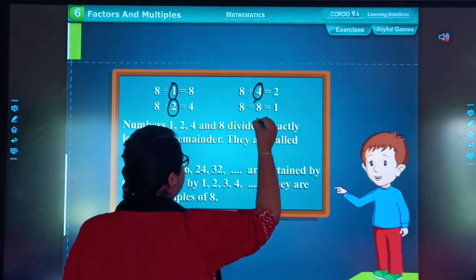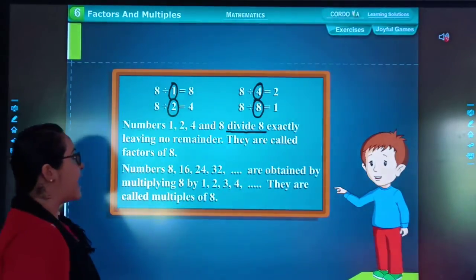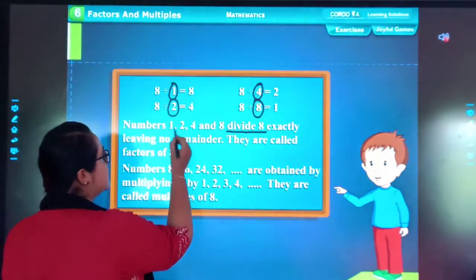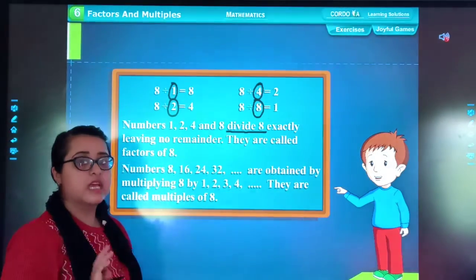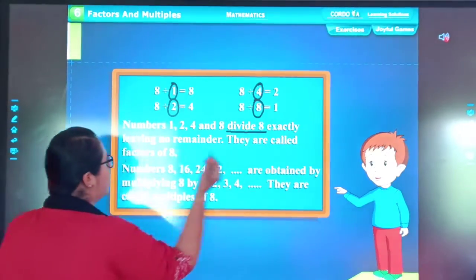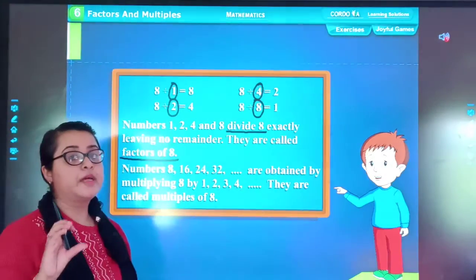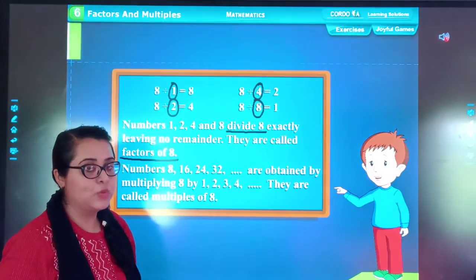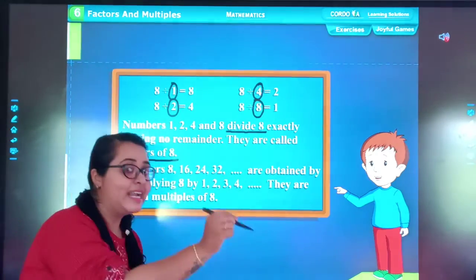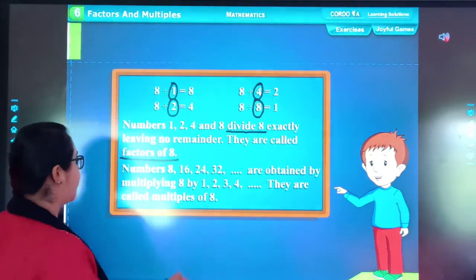4 and 8 divide 8 exactly, leaving no remainder. When I divide this number with 8, there will be no remainder. So, they are called factors of 8. जब भी मैं किसी नंबर को 8 से डिवाइड करती हूँ, मेरा रिमाइंडर 0 आए. That means that number is a factor of 8.